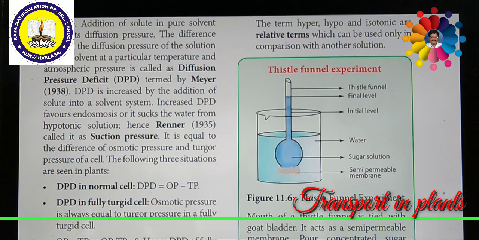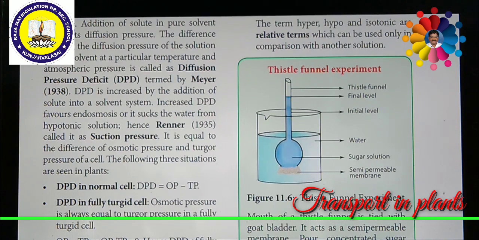Okay, now we shall discuss what the different types of osmosis are. Based on the direction of the movement of water or solvent in an osmotic system, there are two types of osmosis. One is endosmosis, another one is exosmosis. Endo means inner, or moving from outside to the inner. Exosmosis, exo means outer, that means from inside to the outer.